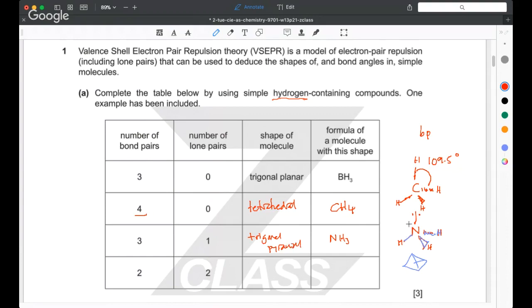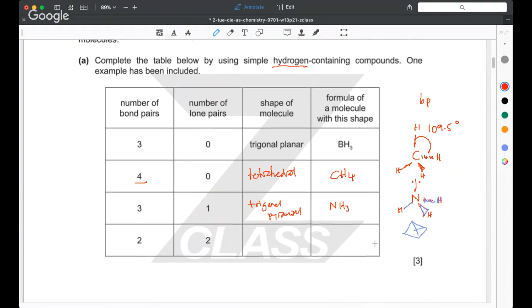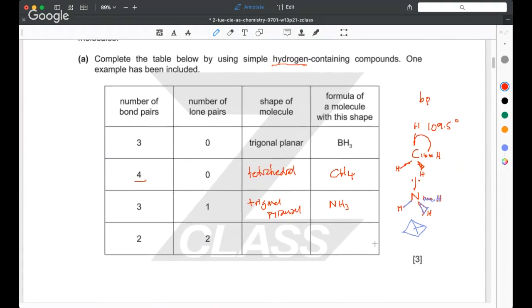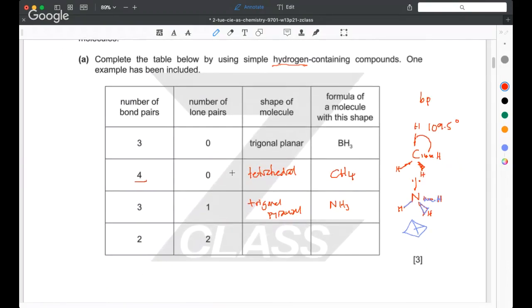Continuing on, next one down is we've got 2 bond pairs, okay, and for that you're going to be writing water. Now it feels a bit odd because you've done CH4, NH3, you feel like you should be writing OH2. Water traditionally is written as H2O, isn't it? And the same thing applies.